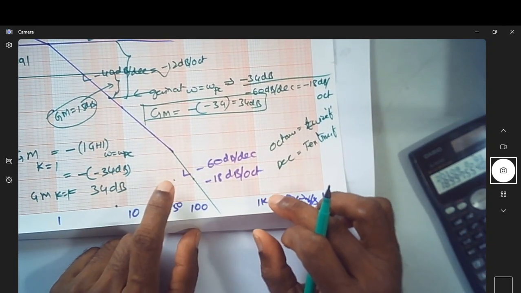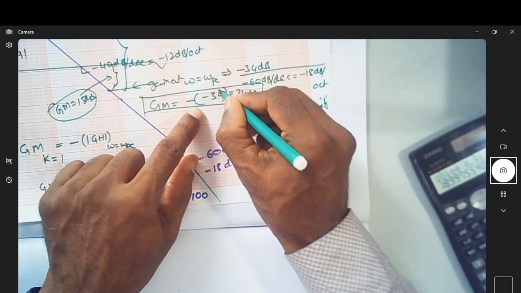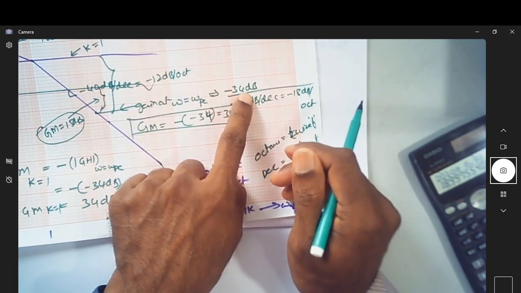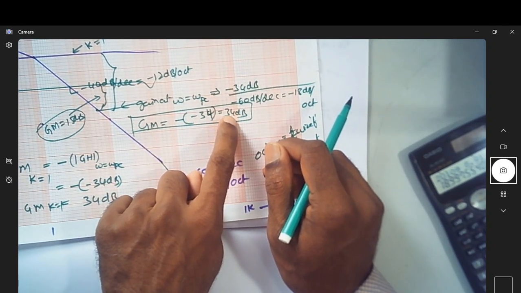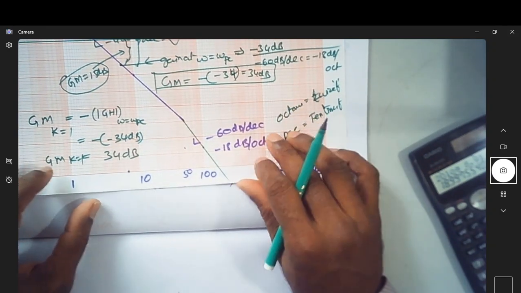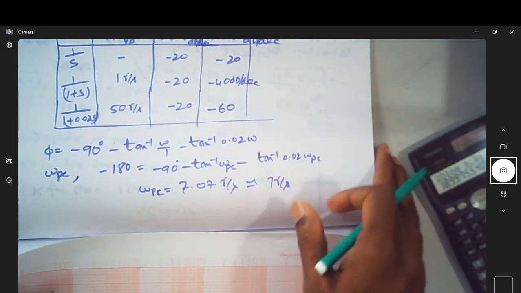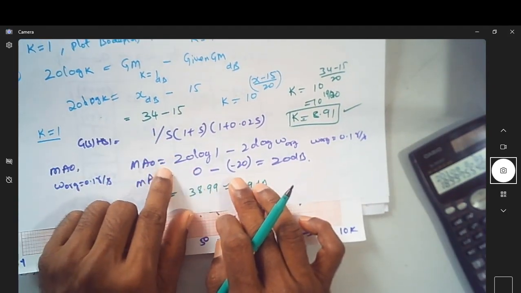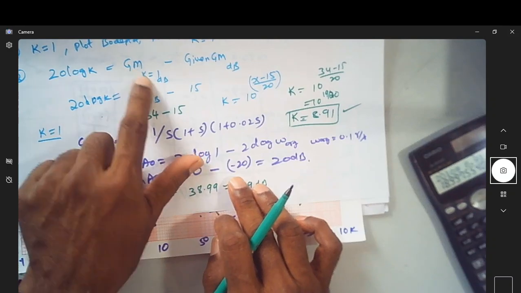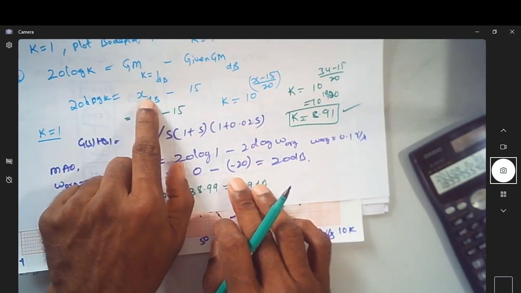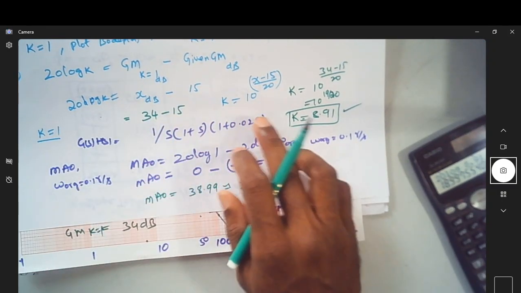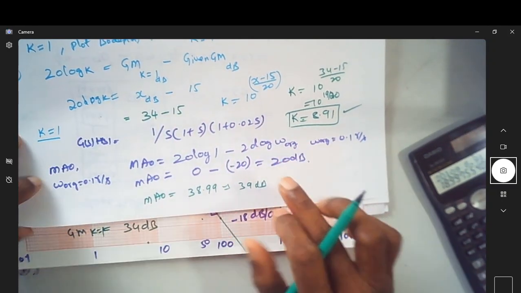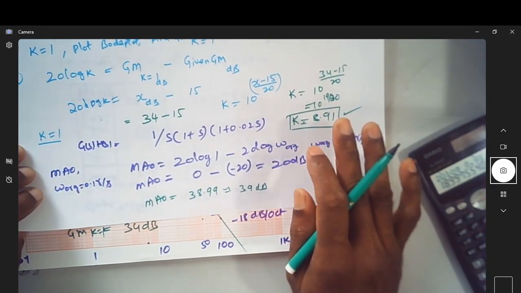Afterwards we found the gain. The gain is coming out to be minus 34 dB at omega PC. So the gain margin happens to be the negative of that, which is 34 dB. Then we went back to that equation and found the value of K, using the equation of given gain margin with K equal to 1 minus given gain margin. So this X becomes 34 minus 15, which is 19. Then the value of K comes out to be 8.91. Okay, the problem gets solved here.